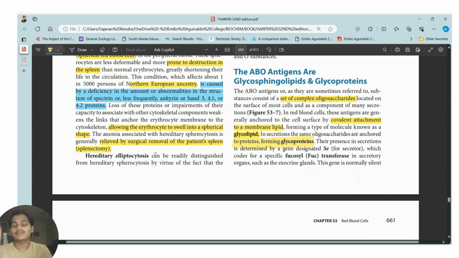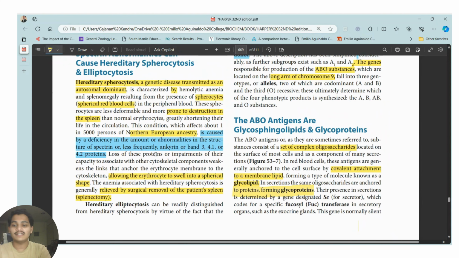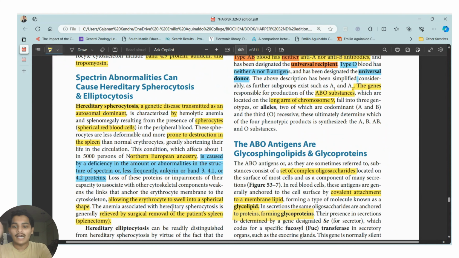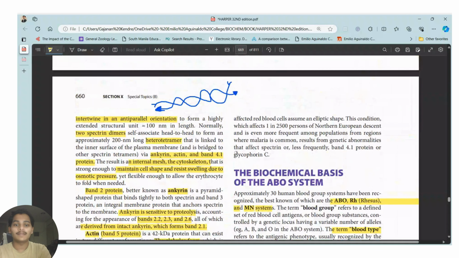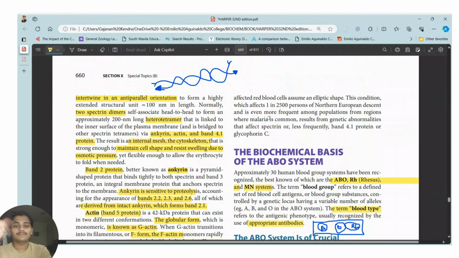Hereditary elliptocytosis is almost the same as spherocytosis. The difference is that RBCs in spherocytosis are spherical, while in elliptocytosis they are more elliptical in form. The occurrence of spherocytosis was one patient in 5,000 persons, more common in northern European descent also. And elliptocytosis is also more common in northern European descent, but its frequency is 1 in 2,500 persons.